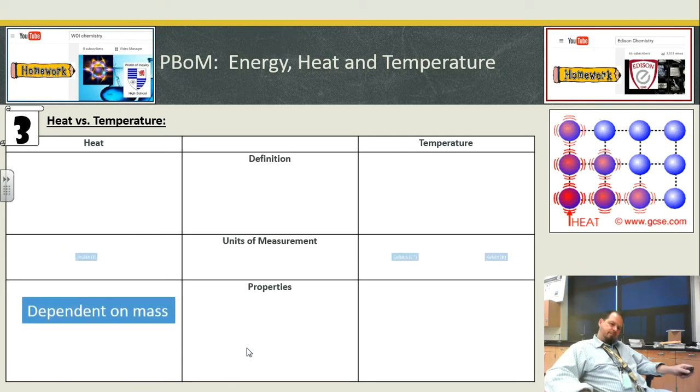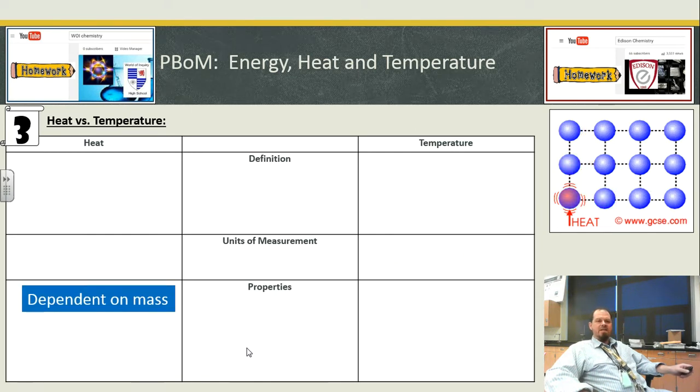Okay. Then here we go. Heat is dependent on mass. So this is a key overall concept. If you have two blocks of copper, one is 50 grams and one is 100 grams, and they're both at 50 degrees Celsius, well, the bigger one has more heat stored in it than the small one does because it's dependent on mass. So same temperature, different mass, different heat, because heat is dependent on the mass.